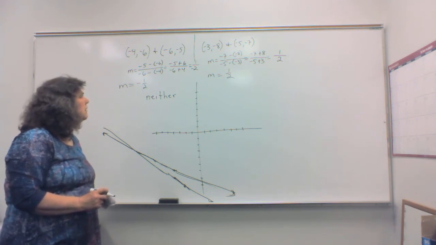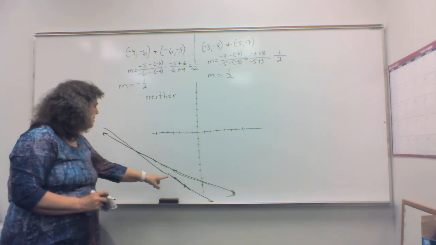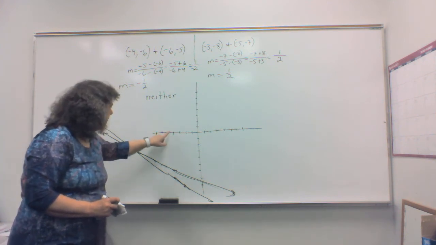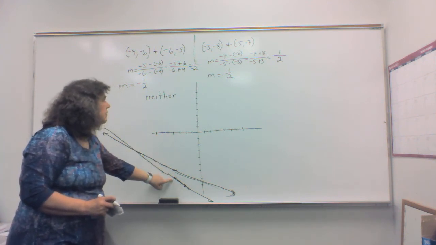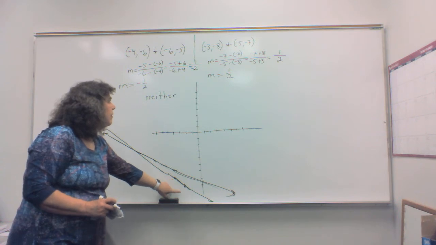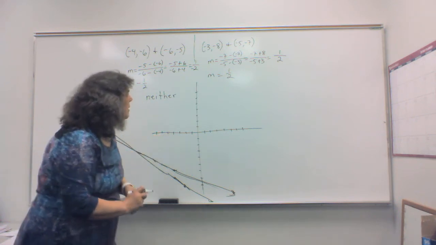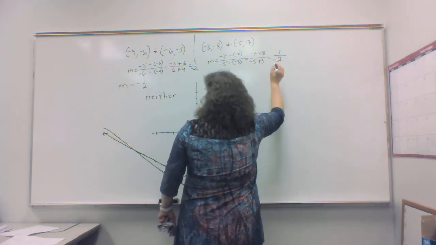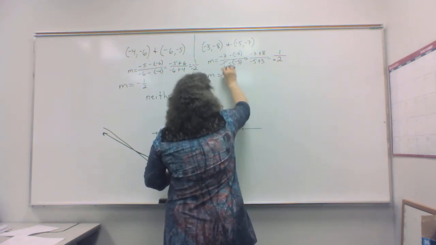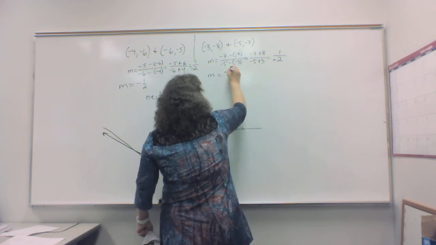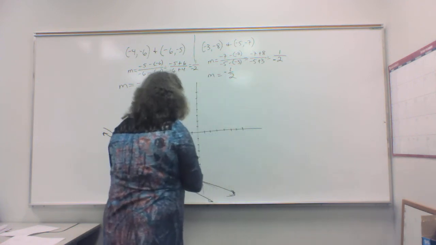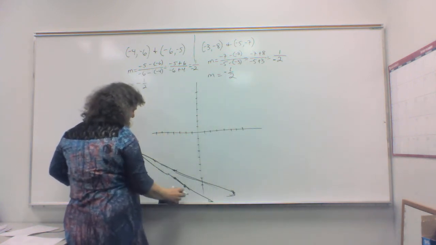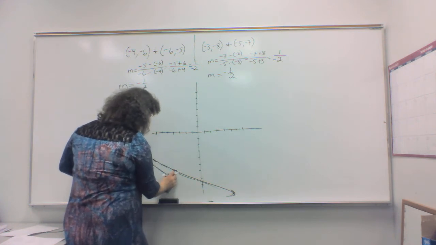Really? -3, -8, -5, -7. That should be a positive. Let me check my math here. Oh, no. That one is actually the same. Look at that. I did make a mistake on it.